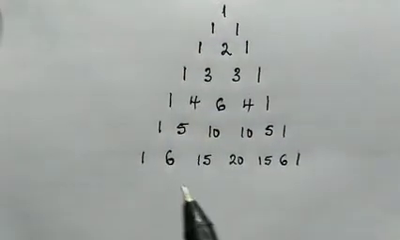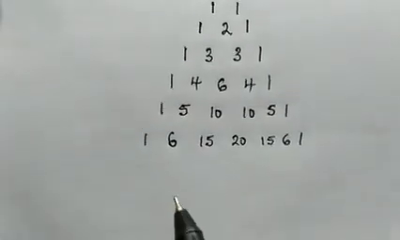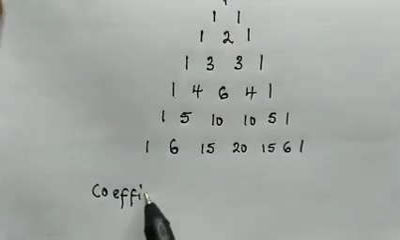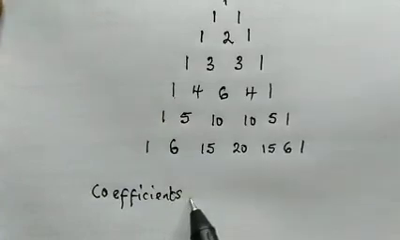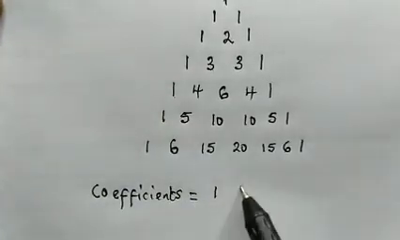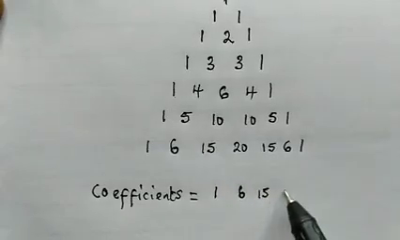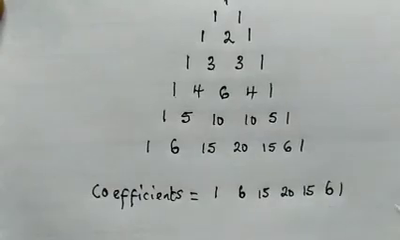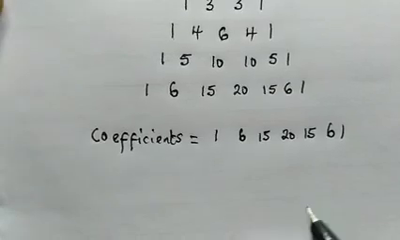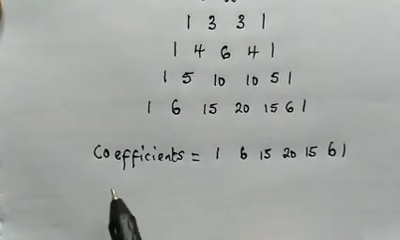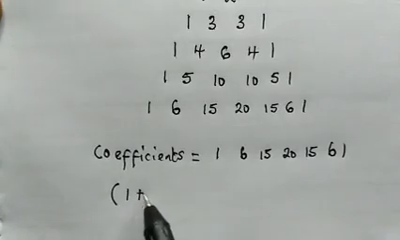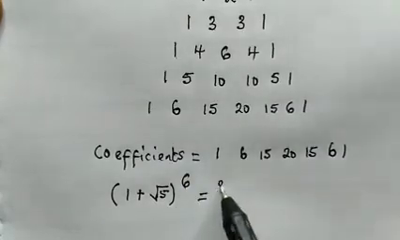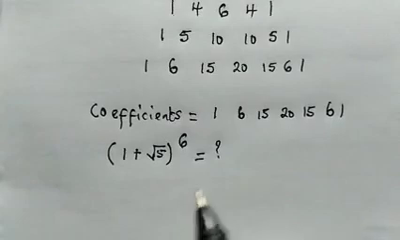So our coefficients would be this, right? So let's put it down. The coefficients equal 1, 6, 15, 20, 15, 6, and 1. Now let us recall what we are asked to evaluate. We're going to expand 1 plus the square root of 5 to the power of 6, right? Okay, now let's start like this.